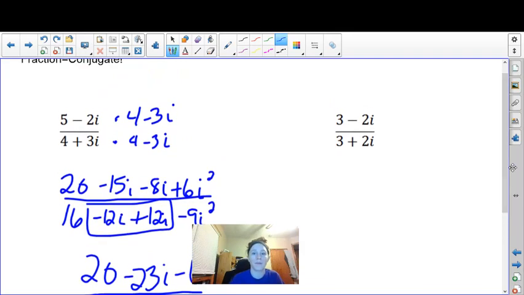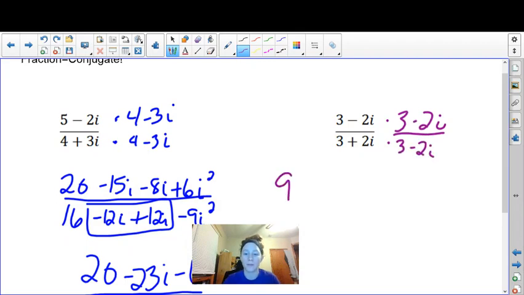Okay, let's do this next conjugate. Again, we're going to flip the sign in the middle of the denominator. So we're going to multiply by 3 minus 2i, both the top and the bottom. So 3 times 3 gives me 9. 3 times -2i gives me -6i. -2i times 3 gives me -6i. And -2i times -2i is positive 4i squared.